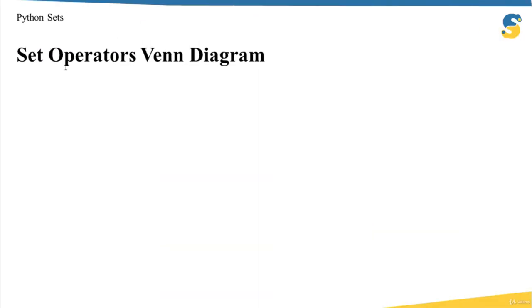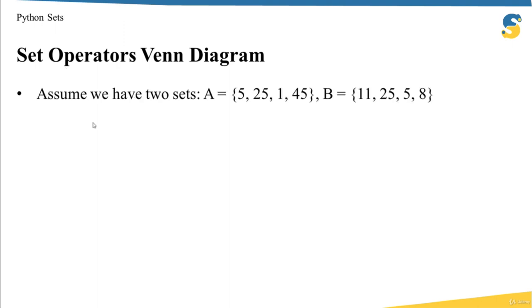Now let's talk about operators that can be used with a set. Before I show you examples, I want to show you some diagrams that will help you to understand how these operators work. Let me assume that I have the following two sets, A equal to 5, 25, 145, and B equal to 11, 25, 5, and 8.